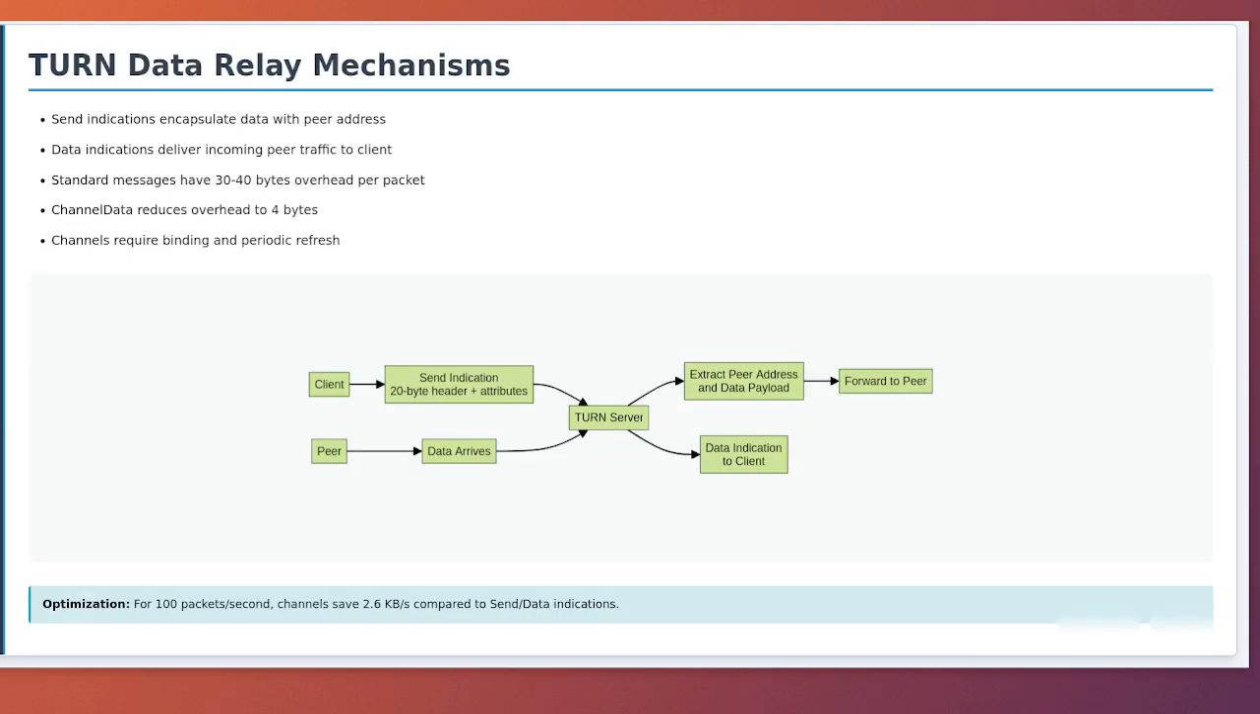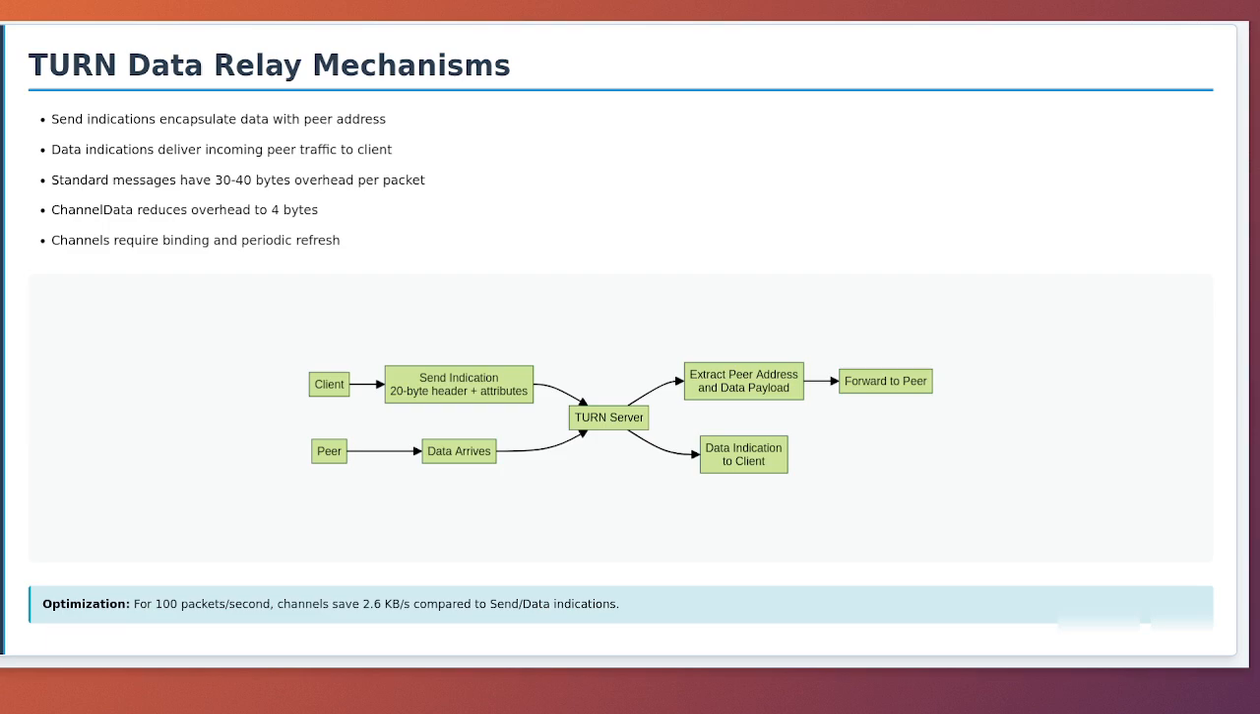TURN data relay mechanisms. Once a TURN allocation is established and permissions are set up, the actual process of relaying data through the TURN server can happen in two different ways: using send and data indications or using channel data messages. Understanding these two mechanisms and knowing when to use each is important for optimizing the performance of TURN relay, particularly for bandwidth-intensive applications like video conferencing where every byte of overhead matters.